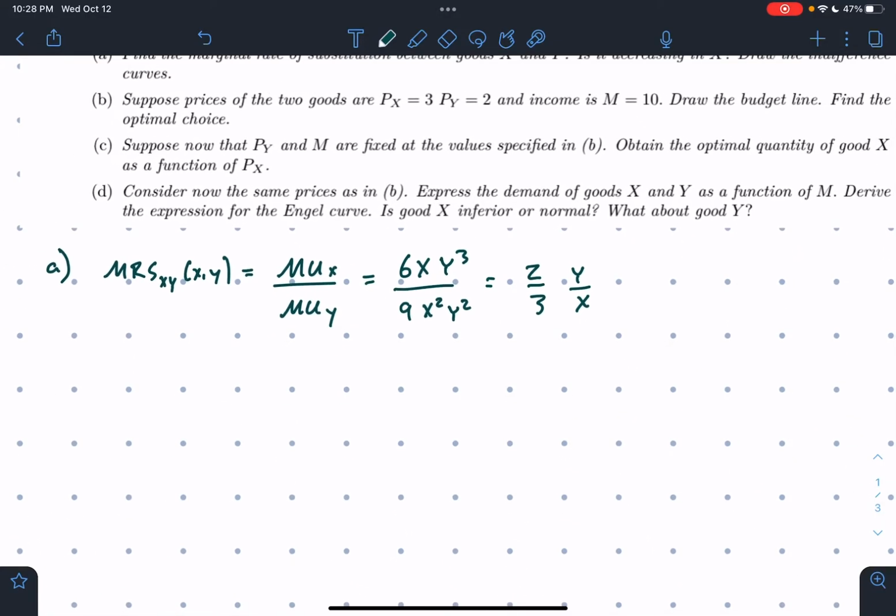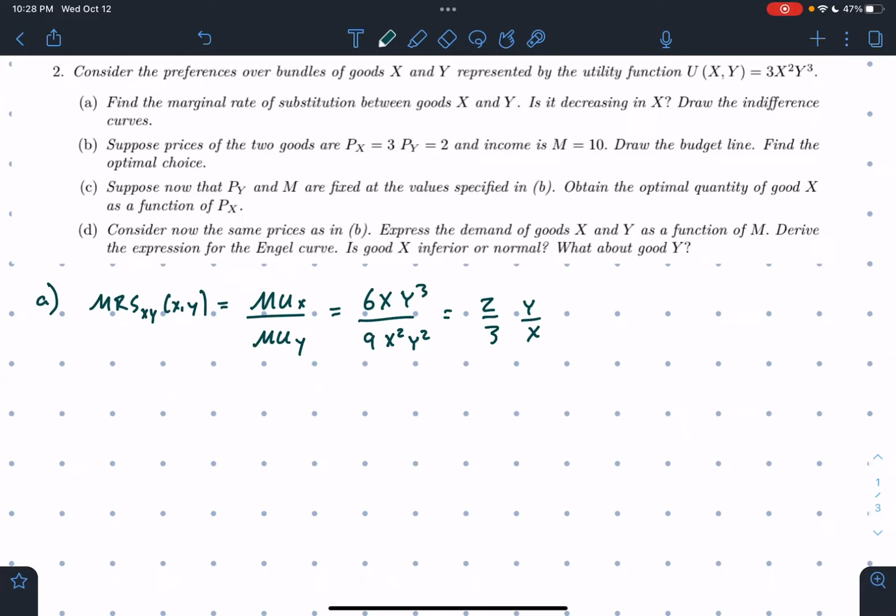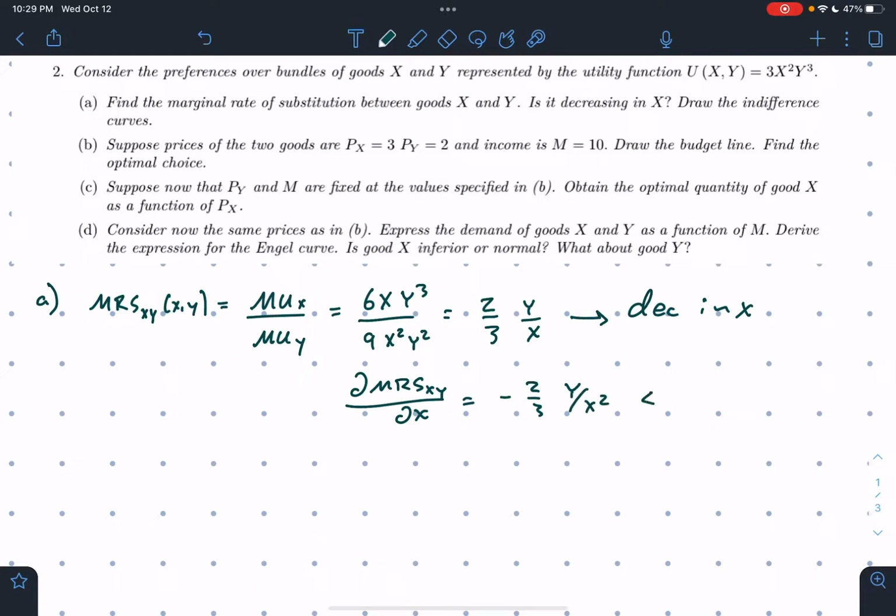Okay, so now we want to determine if this is decreasing in x. Well, we see that since x is in the denominator, as x increases, this whole fraction decreases. Formally, we note that the derivative of the MRS with respect to x is just equal to negative 2/3 y over x squared, which is less than 0, so it is decreasing.